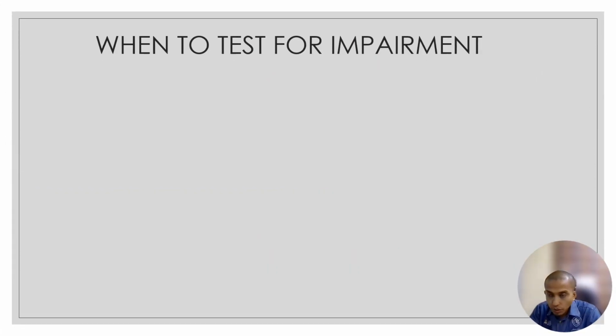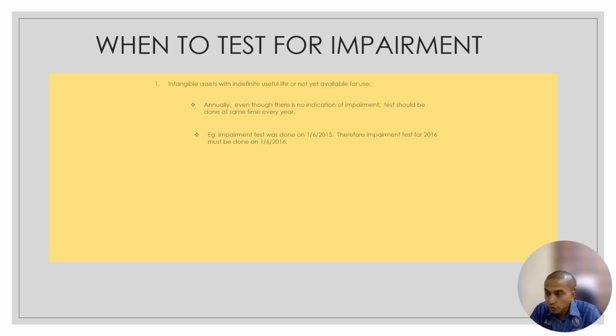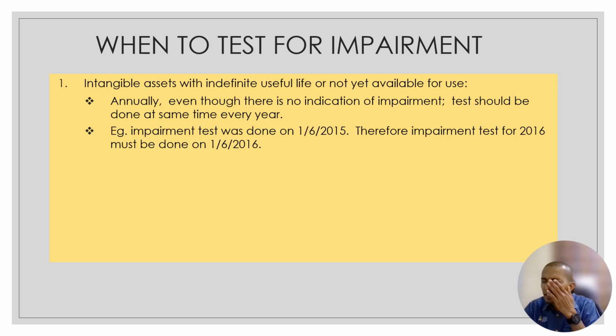Okay, so now the question: when to test for impairment? To test for impairment, normally there must be an indicator. So in this case, an intangible asset with an indefinite useful life, or not yet available for use, is tested annually, even though there is no indication of impairment. So this one is annually. Okay. The second one, the impairment test was done on 1st of June 2015. Therefore, the impairment test for the following year must be done on 1st of June. Right? So this is another example.